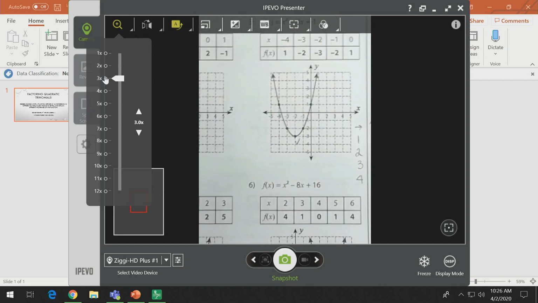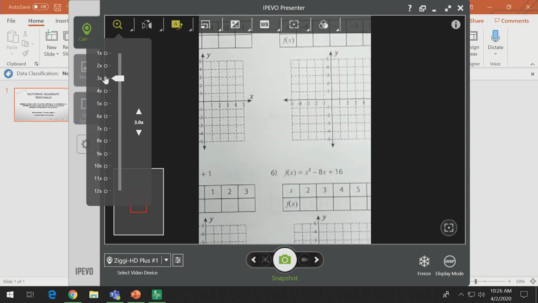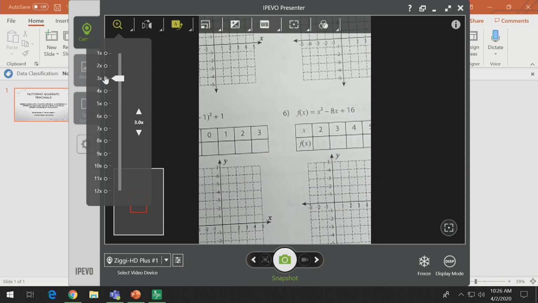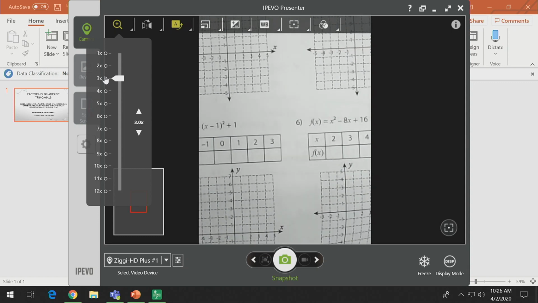This is the answer key, by the way, for this sheet. They do offer a blank. I will share the source with you at the end here.